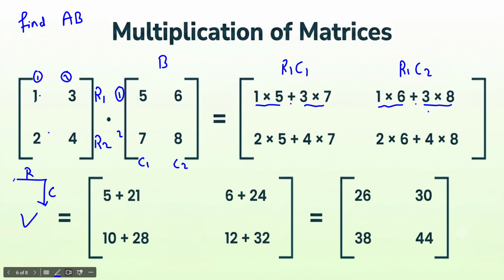you have to consider the same. Now we have to consider the second row, means R2, okay, and you have to multiply R2 by the first column C1, okay.